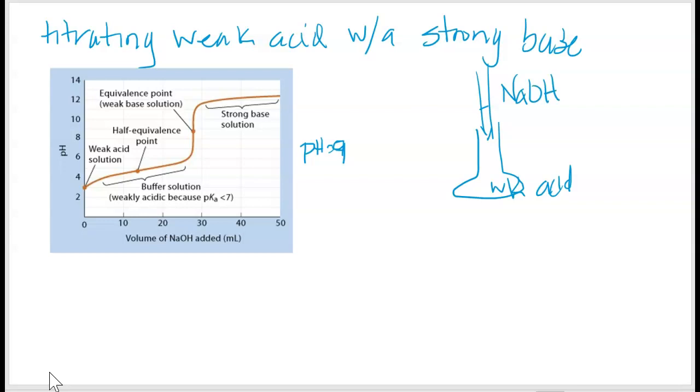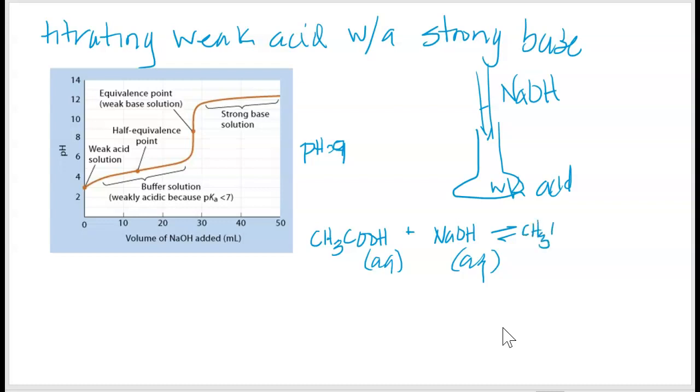Let's examine the reactions to understand the reason that the equivalence point is at pH 9 in the basic range. I'm picking acetic acid, a weak acid, to react with a strong base, sodium hydroxide, and what forms is the acetate ion plus water.